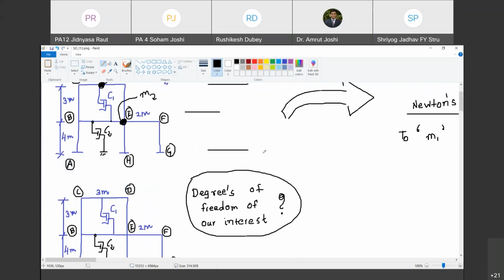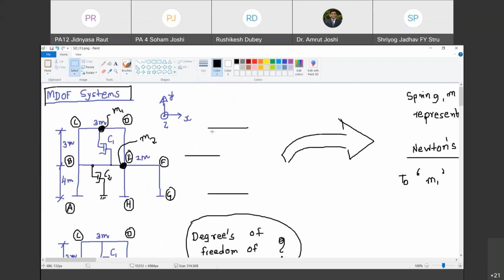What are the degrees of freedom that interest us in this particular system? Can you tell me? For single degree of freedom also we did it like this. We had considered a single story, single bay frame, and in that case, what was the degree of freedom that we were monitoring?